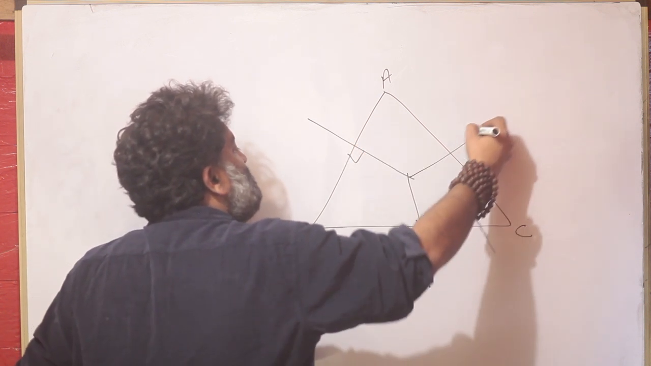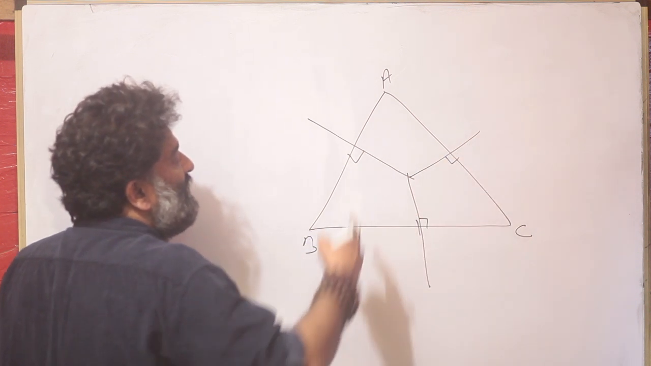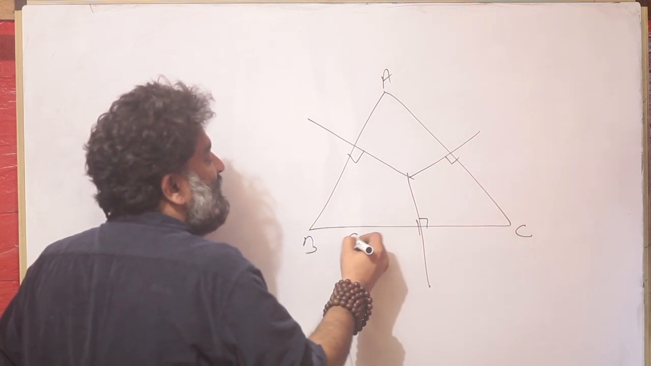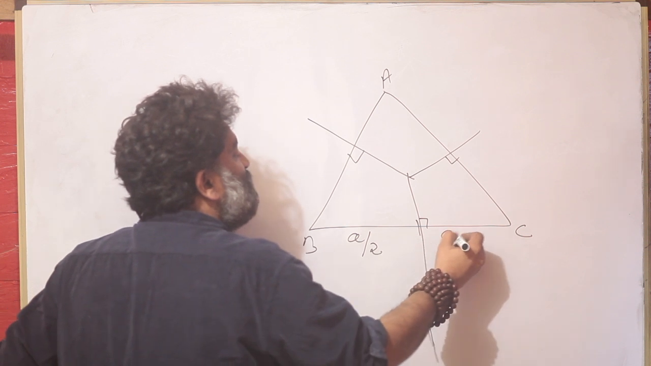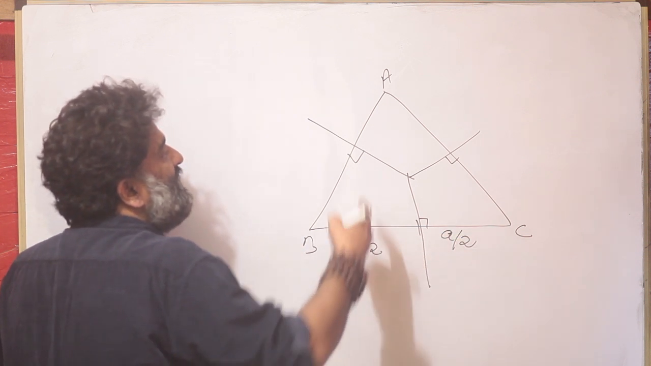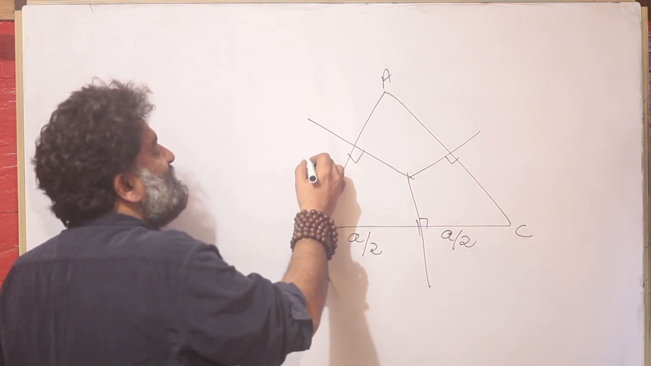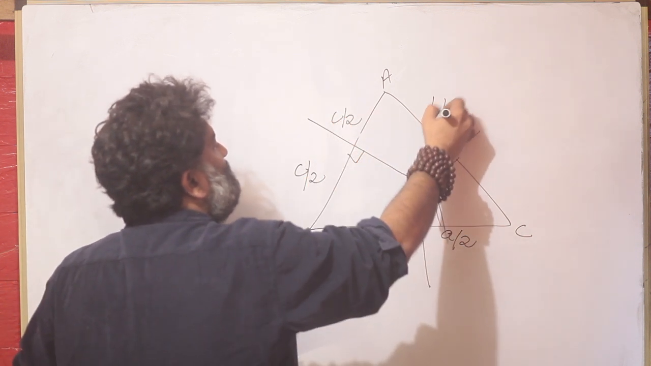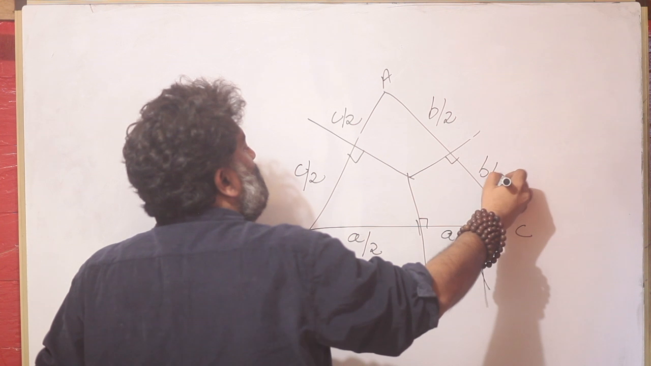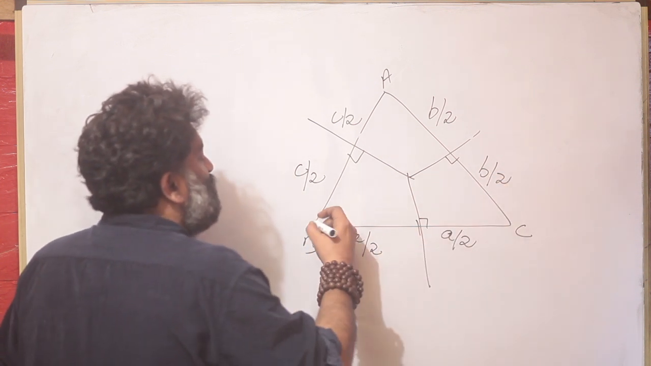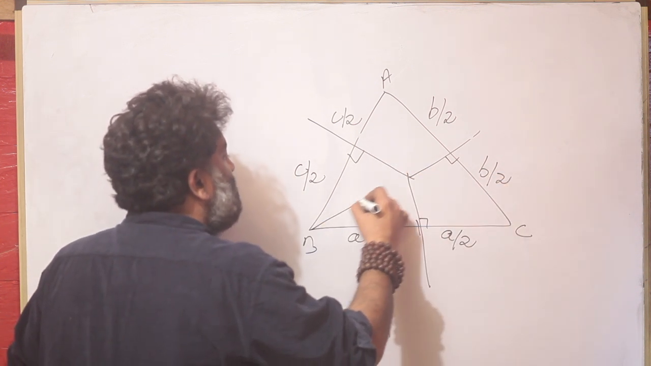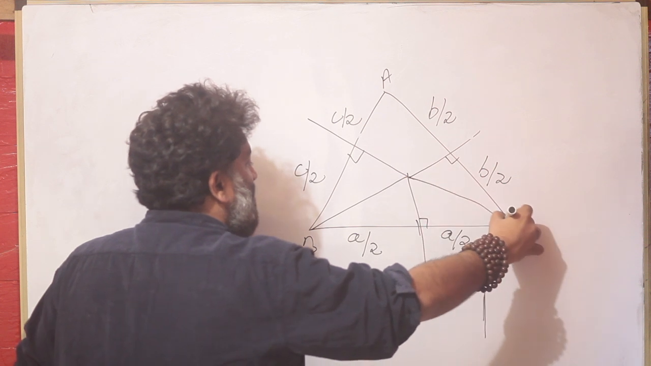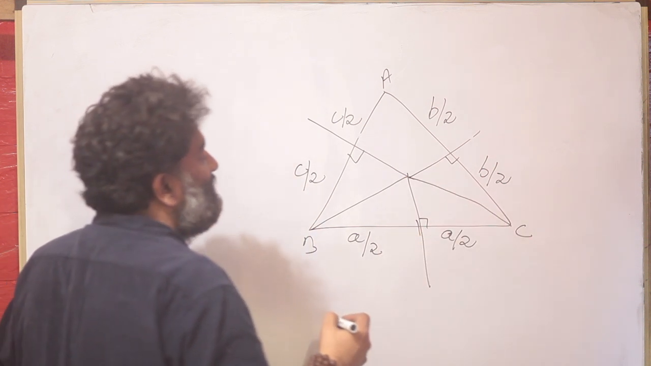And I have yet another perpendicular bisector, so if this whole side was A, this part is going to be A by 2, this part is going to be A by 2. If this whole side is C, this part is going to be C by 2, this part is going to be C by 2, and here... So we are thinking of the area, start creating smaller triangles, which when added together will create the big triangle.